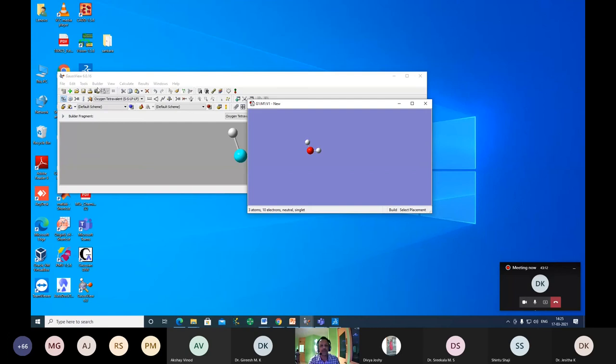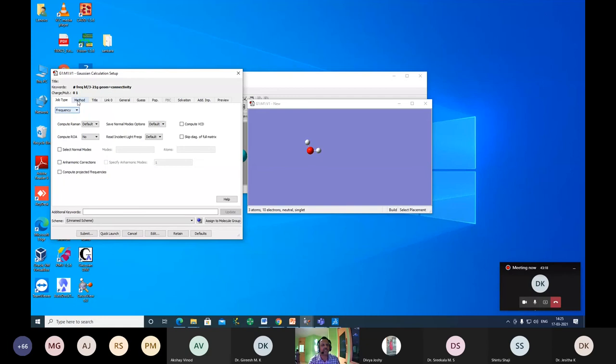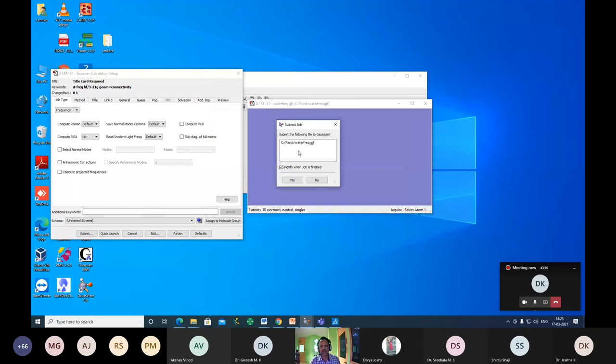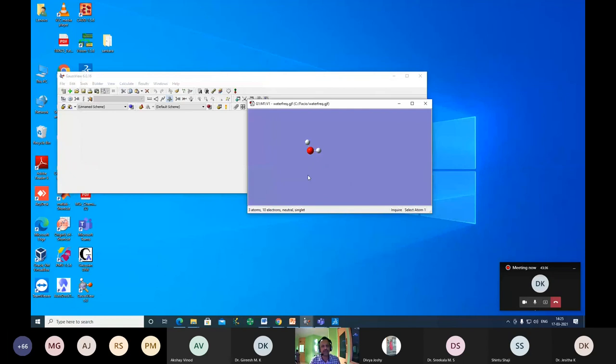Calculate. Here, job type is frequency. Again, your method and basis set are the same. You just save it as water frequency. Save. Yes. Job is completed.